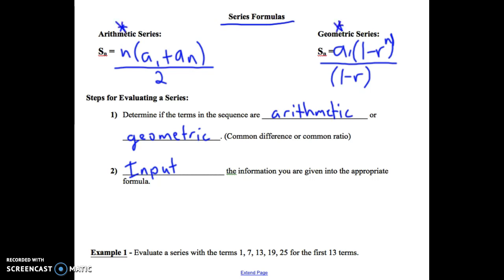If you notice, really for these formulas now, everything changes. Where before with the explicit formulas only a couple things changed, here n, a sub 1, a sub n will all change, and a sub 1, r, and n for geometric will all change. But we're going to get into doing example 1 in the next video. That was just a little bit of information about what a series is and the things you need to be able to identify in order to successfully find the sum of a series if given specific information.